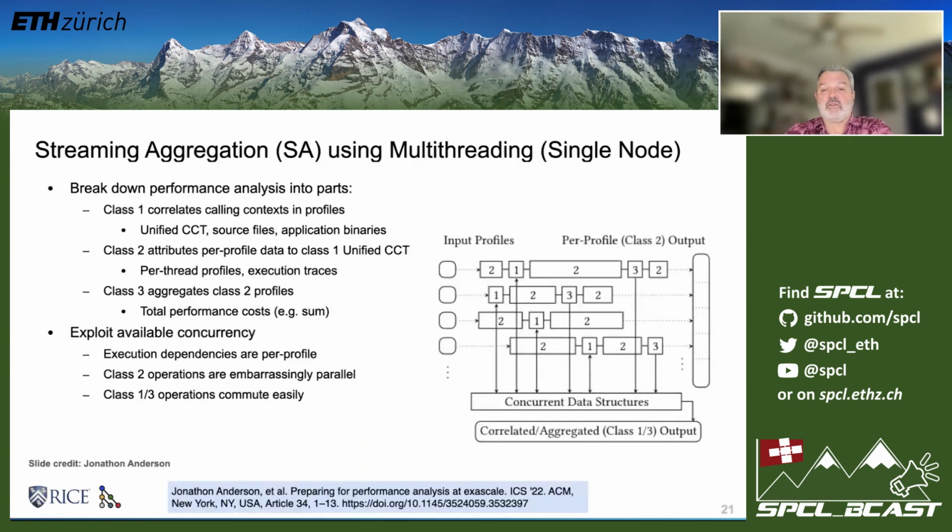So this in itself is an interesting problem, and so we built a highly multi-threaded tool for doing this that uses a technique we call streaming aggregation. What it does is break the analysis of these performance measurements down into three phases. The class 1 operations correlate calling context trees and profiles.